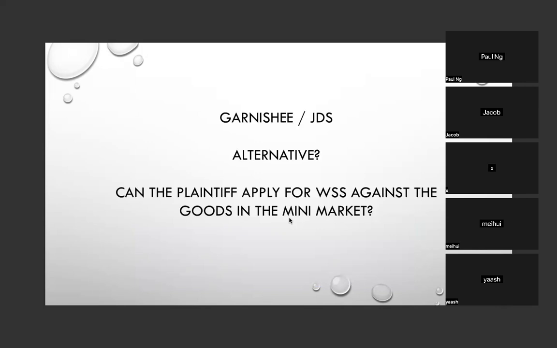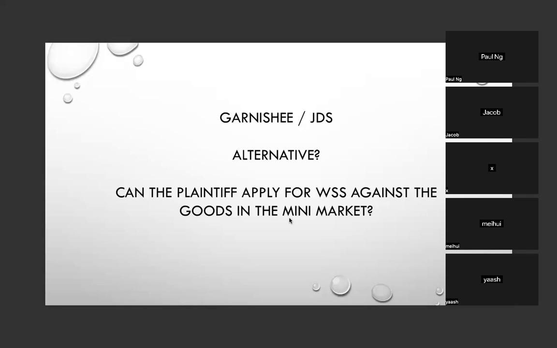Okay, other than garnishee proceedings and also a JDS application, another alternative that you might want to argue in your answer will be the issue of WSS, okay? Because they have actually mentioned that he operates a mini market. A mini market definitely has goods, all right? So can you apply for a writ of seizure and sale against the goods in the mini market itself?